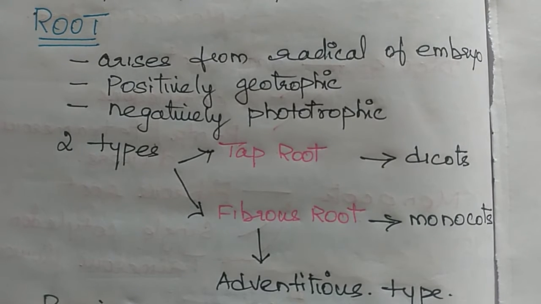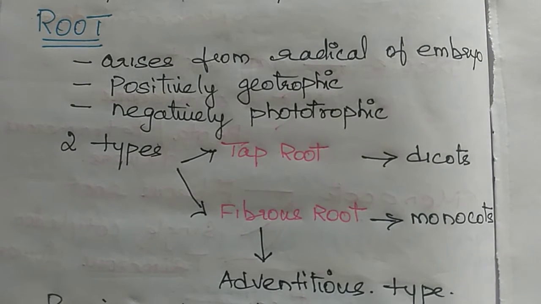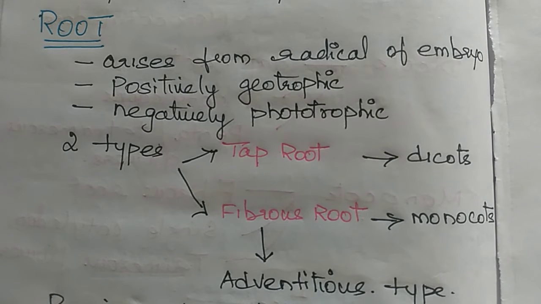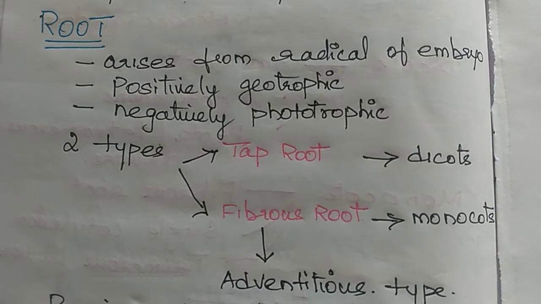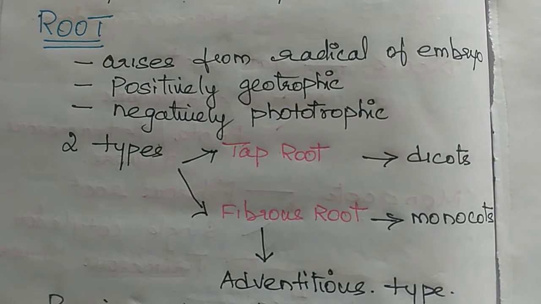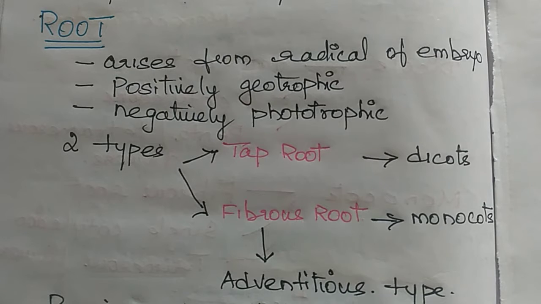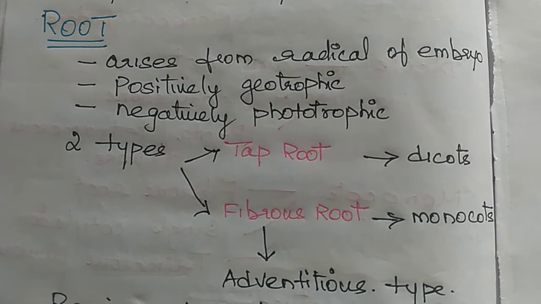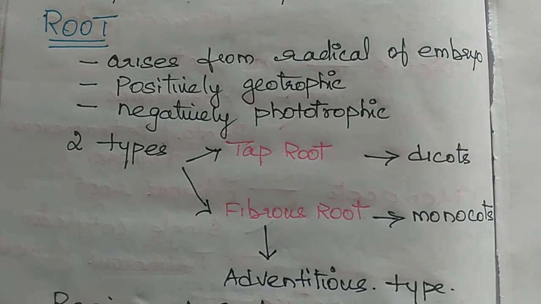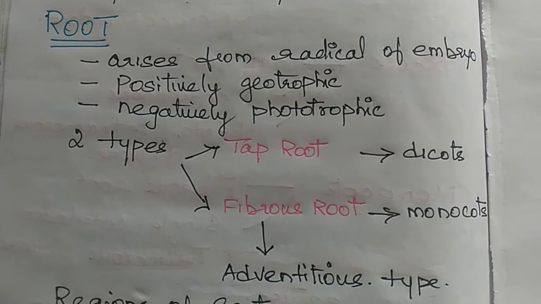And there are two types of root systems, namely taproot system and fibrous root system. So this taproot is mainly found in dicots, whereas fibrous roots are mainly found in monocots. And the fibrous root is of adventitious type, that is tufts of branches arise from the base of the stem, whereas taproot has a main branch and the small branches arise from the side of the main root.